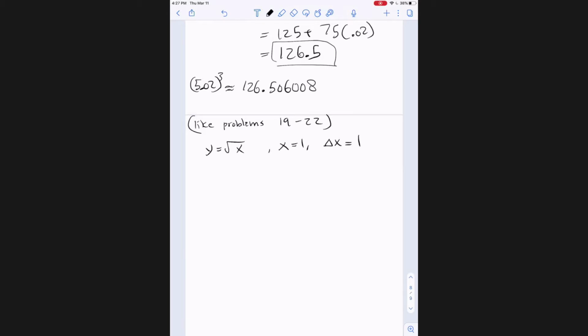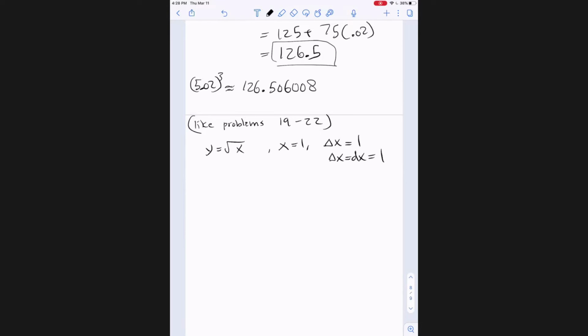The question is, by the way, delta x always equals dx, which in this case equals 1. Delta y and dy are different though. Compute delta y and dy for the given values of x, then sketch a diagram like figure 5 showing the line segments dx, dy, and delta y.